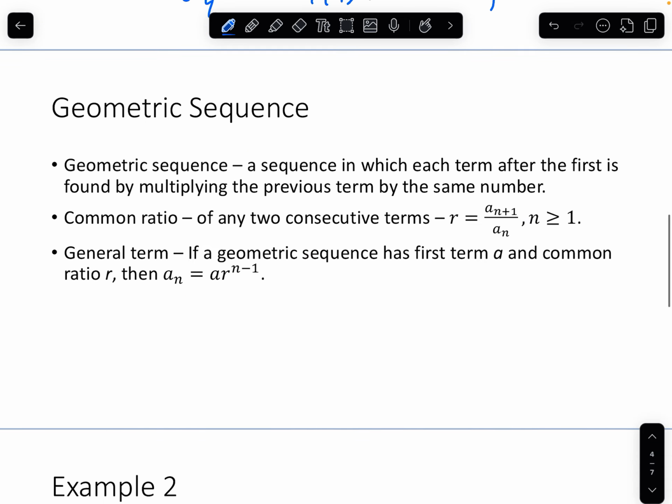So a geometric sequence is a sequence in which each term after the first is found by multiplying the previous term by some number. The common ratio of any two consecutive terms we find by doing a sub n plus 1 divided by a sub n, with n greater than or equal to 1. So the first and second term, for example. And the general term of a geometric sequence with first term a and common ratio r is a sub n equals a times r to the n minus 1.